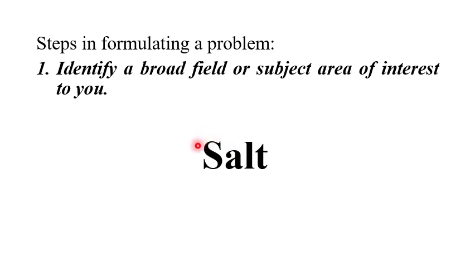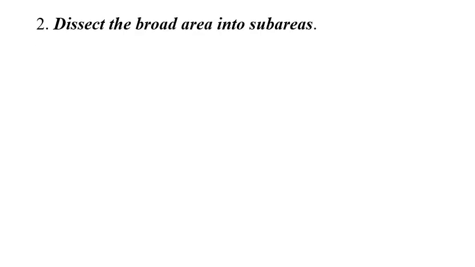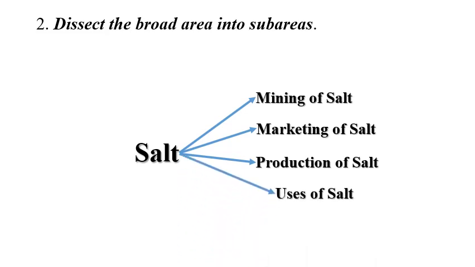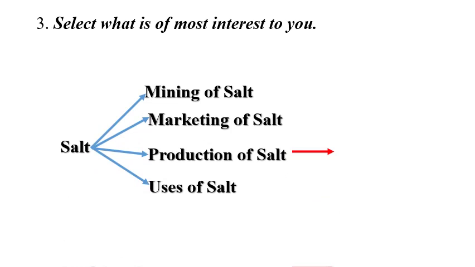Two, let's assume that we are interested in this broad subject area, salt. Dissect the broad area into sub-areas. So we have salt. We can break this broad area into the mining of salt, marketing of salt, production of salt, and the uses of salt. Among these sub-areas, you must select what is of most interest to you. So let's assume the production of salt is what is of interest to you.